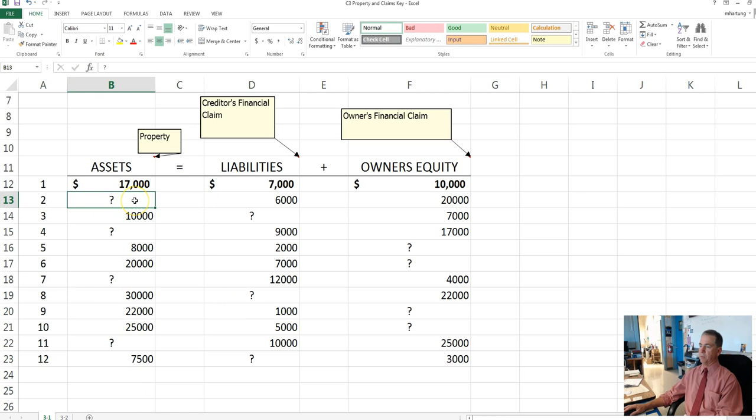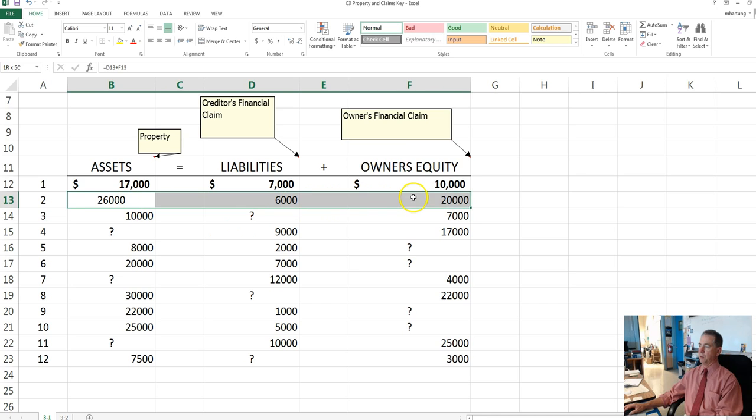Now the assets we don't know, but we do know that liabilities are 6,000 and owner's equity is 20,000. So we're just going to simply add those two together to find this missing amount. Once again, equal sign, 6,000 plus the 20,000. Go ahead and format those. We'll learn Excel at the same time we're learning some accounting.